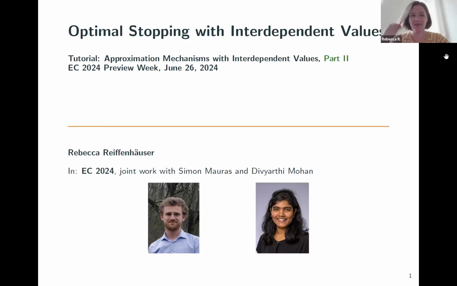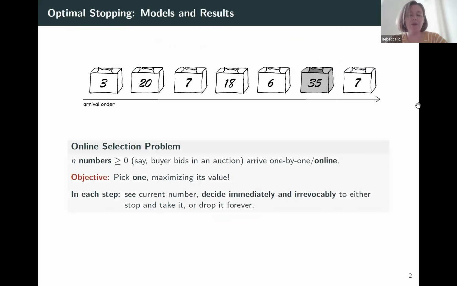So we took this interdependent model and we asked the question: on top of all the problems that you already have, what happens if things are also online? So you don't get to see the whole problem instance up front, and instead it's revealed over time. I will not get into much of the interdependent part of the definitions because you have seen Divya's talk.